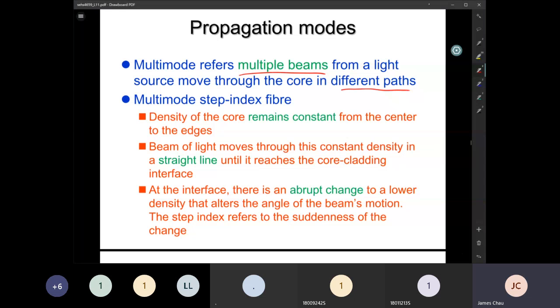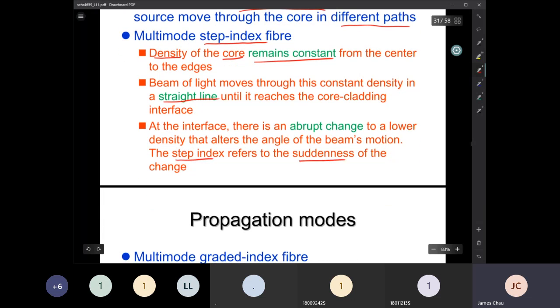If you are using step index fiber, that means the density of the core remains constant. We do not change the density from the center to the edge. Therefore, a beam of light moves at a constant density in a straight line until it reaches the core-cladding interface. At the interface, we have an abrupt, sudden change to a lower density that makes the beams become reflected. The step index means how sudden this change is.